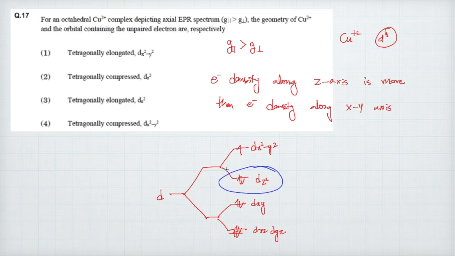That the energy along that particular axial direction decreases. So the orbital along the axial position is dz square, and its energy is lower. This splitting of d orbitals is for a tetragonally elongated structure, right? And the unpaired electron is going to be in what? The unpaired electron is in dx square y square. So the correct answer is option number 1, tetragonally elongated, and the unpaired electron is in the dx square y square orbital. So this is how this has to be answered.